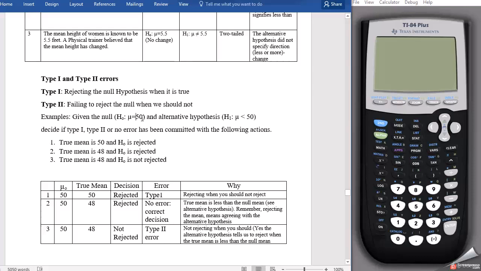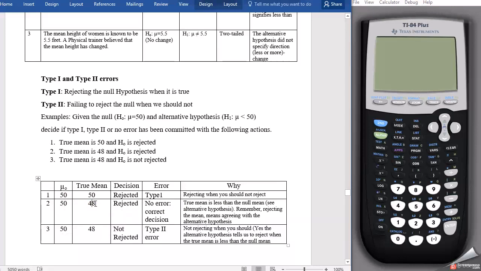Now if we fail to reject the null hypothesis, let's say that the true mean is 40, which is less than 50, and we fail to reject that, then we're committing type 2 error. So this is presented in the table here. Now the null mean is 50 and the true mean is 50. We are not supposed to reject because the null is true, but if we have rejected, it means that we have committed type 1 error.